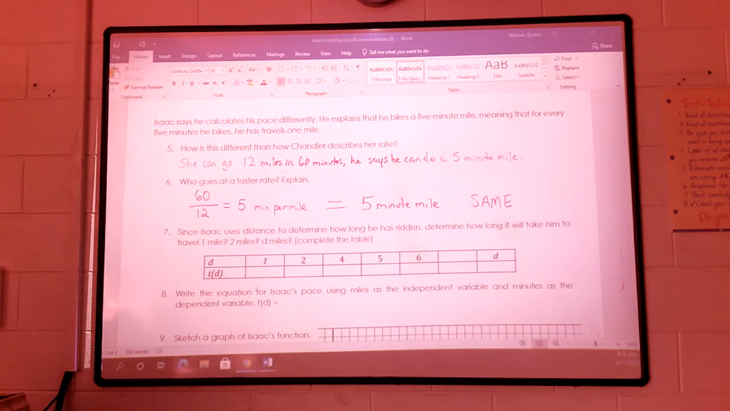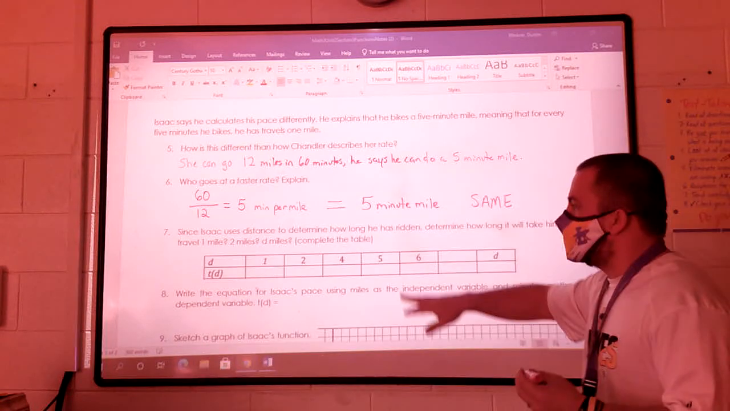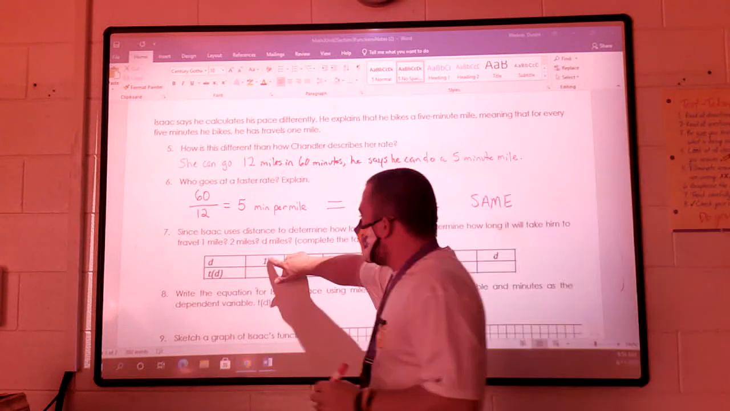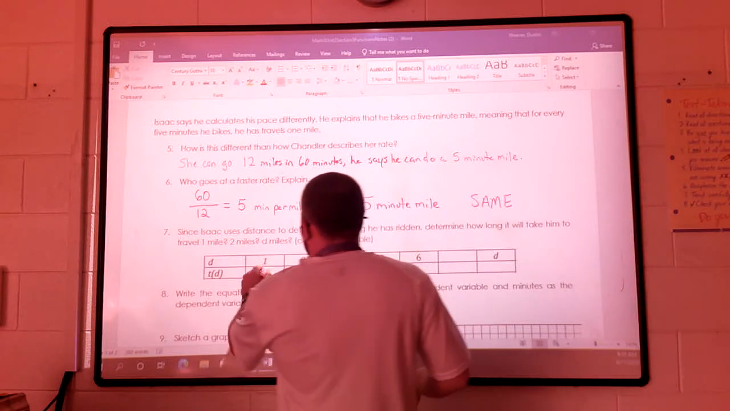Like think about it, she has a stopwatch. He has a GPS thing, a counter. She has a stopwatch. So that's the difference. So Isaac uses the distance to determine how long he's ridden. Determine how long it will take him to travel 1 mile. So in 1 mile, how much time does it take? Yeah, 5 minutes, right?